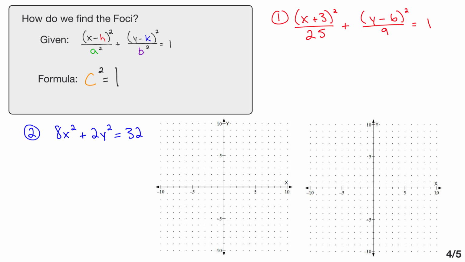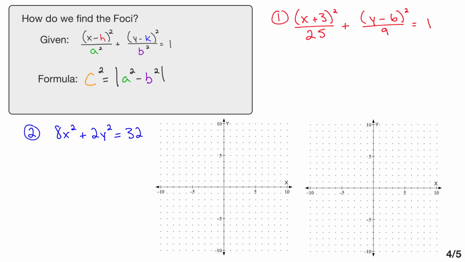It's the absolute value of a squared minus b squared, absolute value. Now technically you don't need to use these absolute values as long as you take the bigger one, whatever one the bigger one is, and then subtract the smaller one. All right, so let me do problem number 1 as an example.